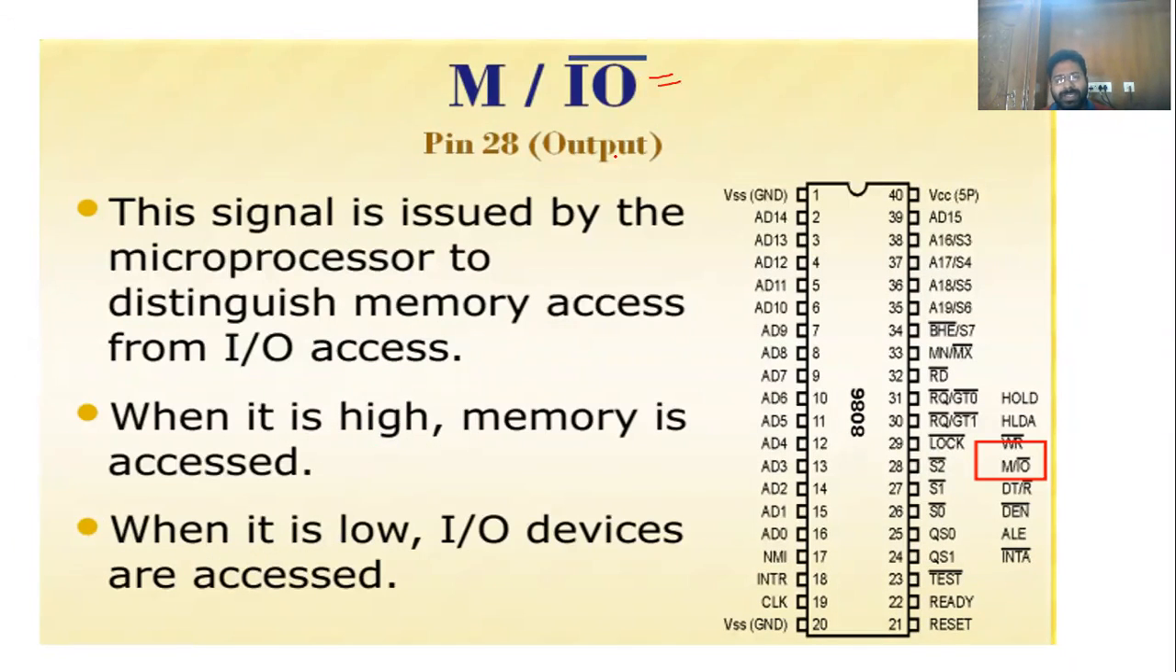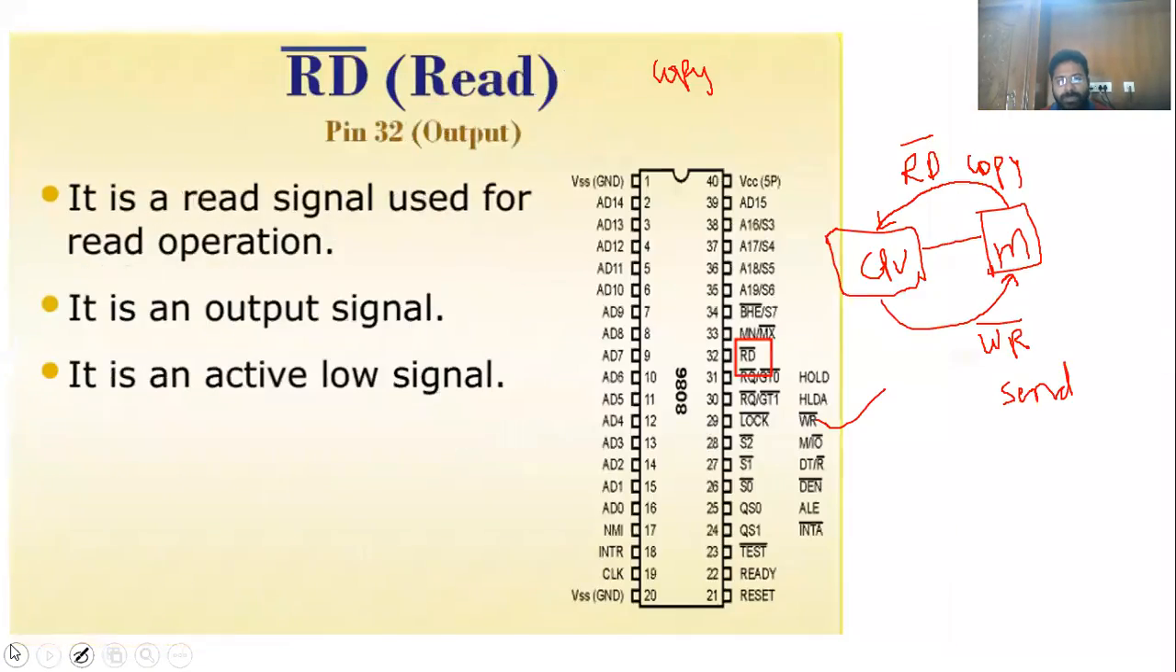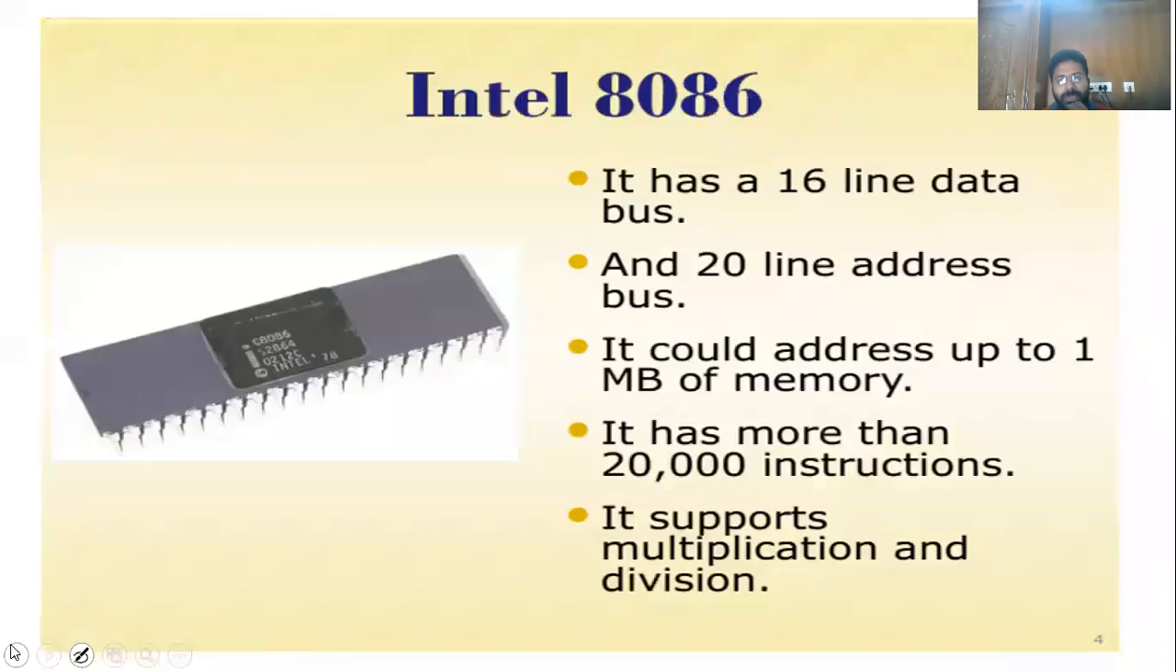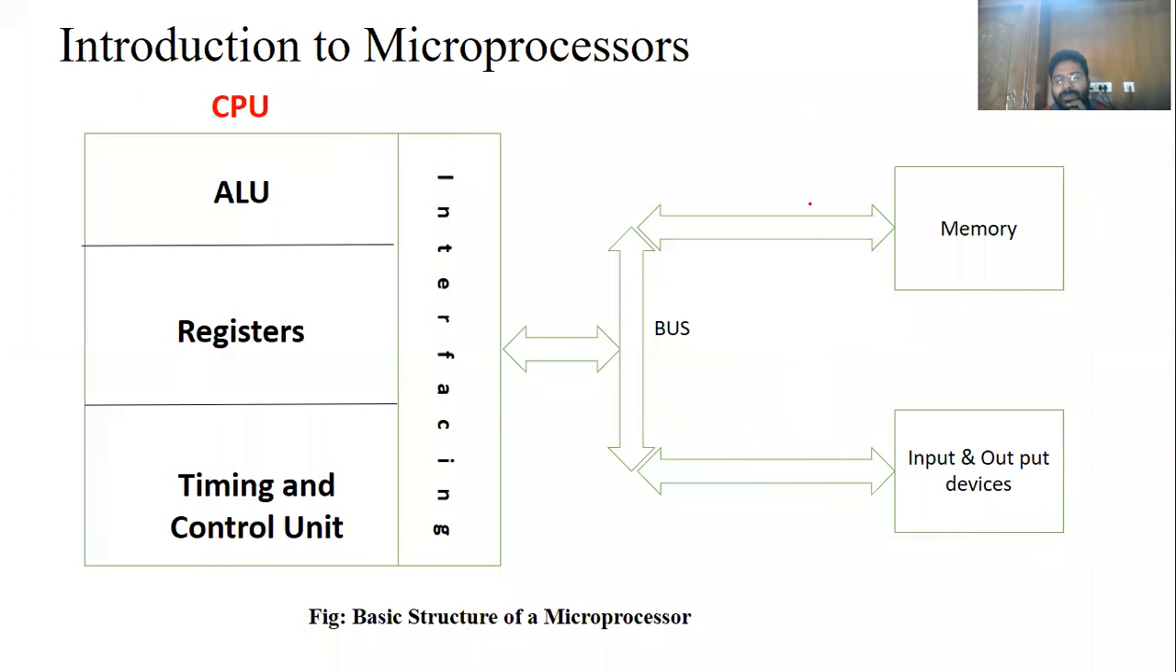This is a very important one. You know that the microprocessor is connected to different categories of devices: one is memory and another is input and output devices. How can you differentiate memory from input output devices? The microprocessor is not able to connect to both memory and input output devices at the same time, because the address lines we are using are the same.